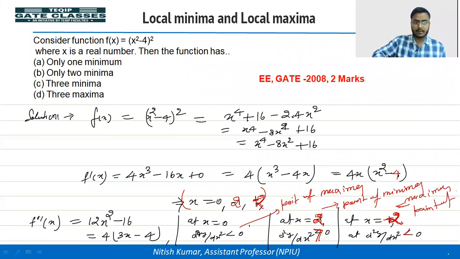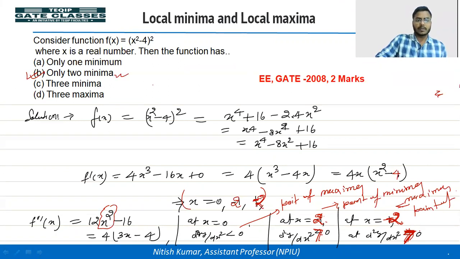So you can see here x = 2. This is x². At x = 2 it will be greater than 0, and at −2 it would be greater than 0. Right? Okay, so one minima, two minima. So we are getting only two minima. So option B will be correct.